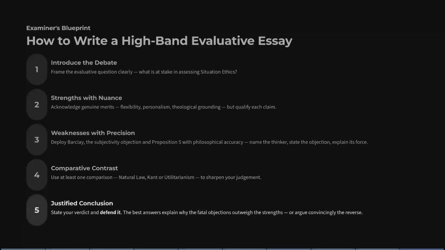And finally, step 5, justified conclusion. State your verdict and defend it. The best answers explain why the fatal objections outweigh the strengths, or argue convincingly the reverse. The conclusion must be your own reasoned judgment, not a summary of what you've already said. One sentence that takes a clear position and one sentence that defends it is more valuable than a paragraph that hedges every claim.